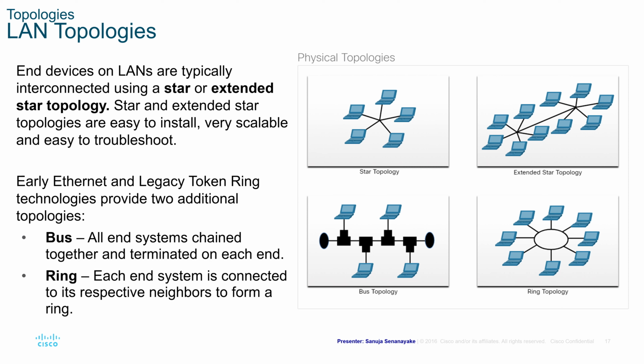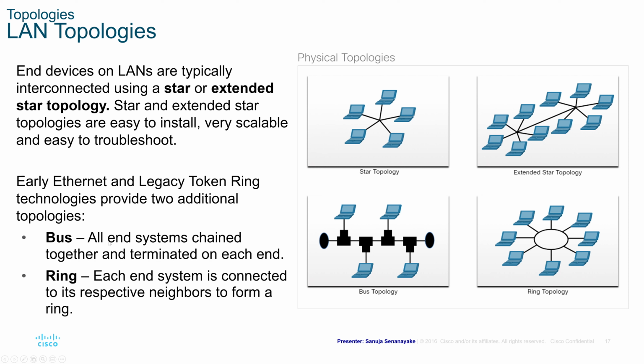The early Ethernet and legacy token ring technologies provide two additional topologies. Those are called bus and ring. In bus topology, all end systems are chained together and terminated on each end, while in ring topology, each end system is connected to its respective neighbor to form a ring. In modern day, in 2022 and moving forward, you will hardly see any company or organization implementing bus or ring topologies, but you will find a lot of companies implementing star topology, which is the most commonly used technology nowadays.